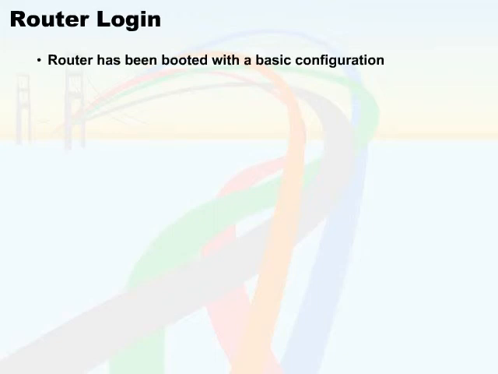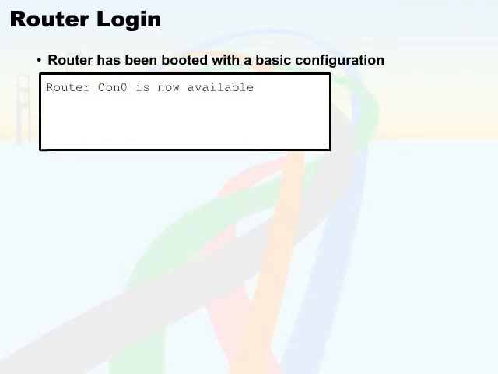So let's start with the login. We've booted our router that has a basic configuration on it, so it's not going to prompt us for setup mode. If basic configuration is in place, when we plug the router into the console port, it will tell us that router console 0 is now available. Press return or enter to get started with the router.